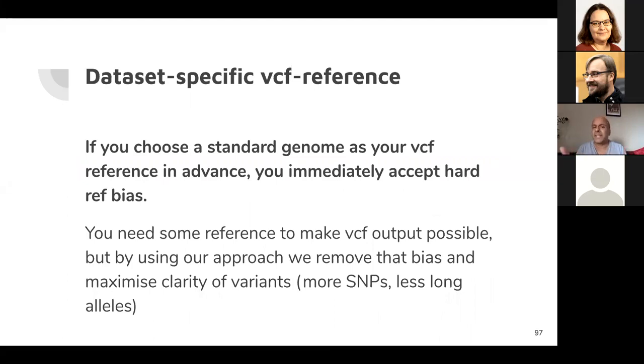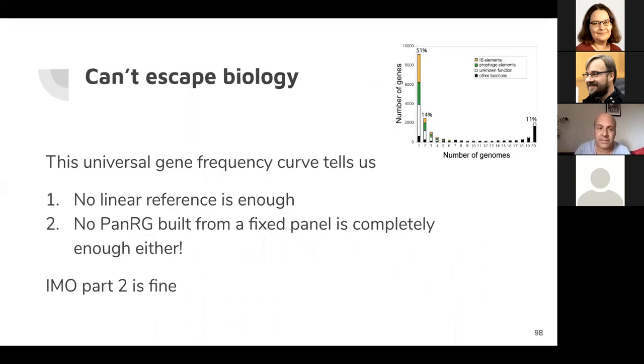Now, I've said this before, if you choose a standard genome as your VCF reference in advance, you immediately inherit hard bias. So we need a reference to make the VCF output possible. It's about representation, it's about description, it's about communication, but it's not part of our discovery process. So by using our approach, we remove the hard reference bias and you maximize the clarity of the variants, more SNPs and less long alleles.